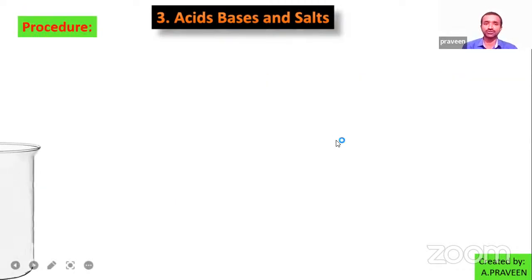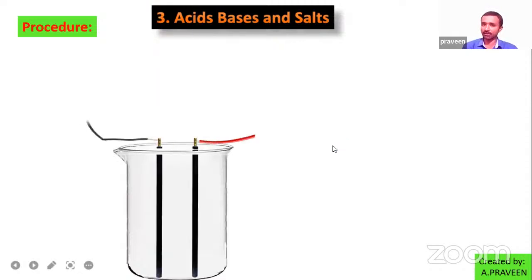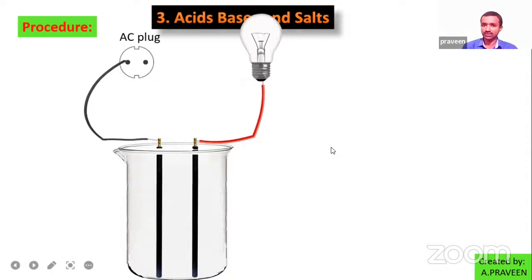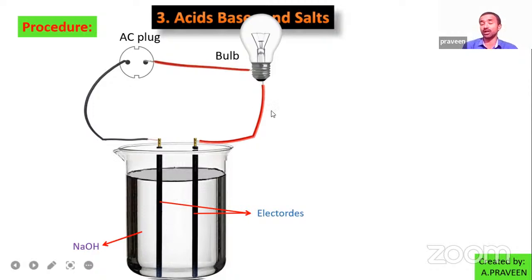Following the same process, taking a beaker, then placing the electrodes and completing the connections in sequence. Then the electrodes come in contact with a liquid solution. The liquid solution filled in the first beaker is sodium hydroxide solution. Then switch on, supply the power. Then the liquid conducts electricity, the current passes through the electrodes to the bulb, and the bulb starts glowing.